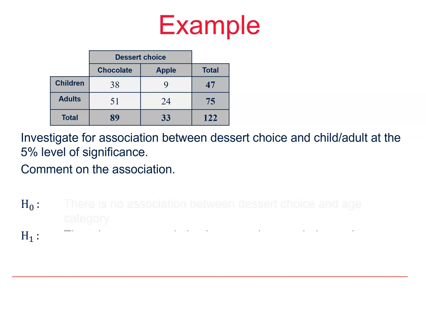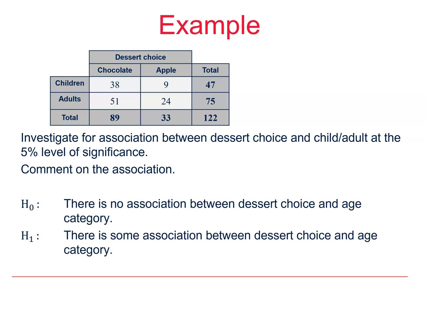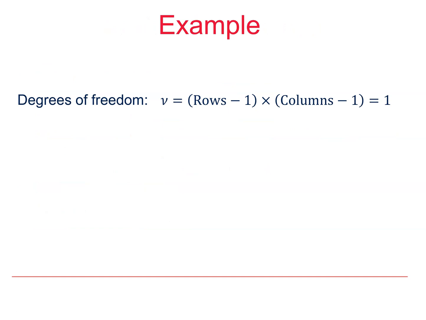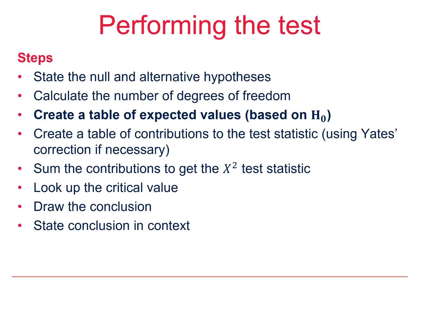OK, you should have written down pretty much exactly this. There isn't room for much variation here, just perhaps how you've referred to children versus adults. Then we need to calculate the number of degrees of freedom. We need to do this before doing any calculations, in case we need to use Yates's correction, which in this case we do. The next step is to create the table of expected values based on the null hypothesis, which is that they are independent.